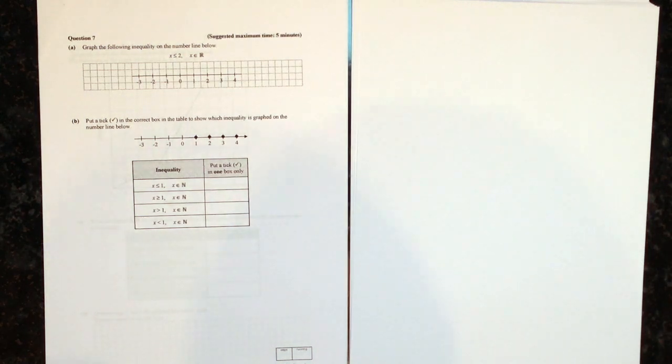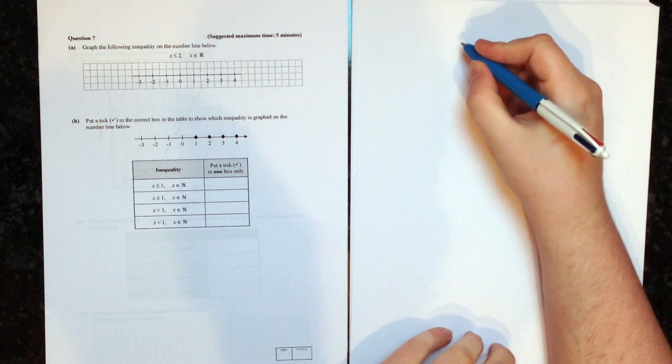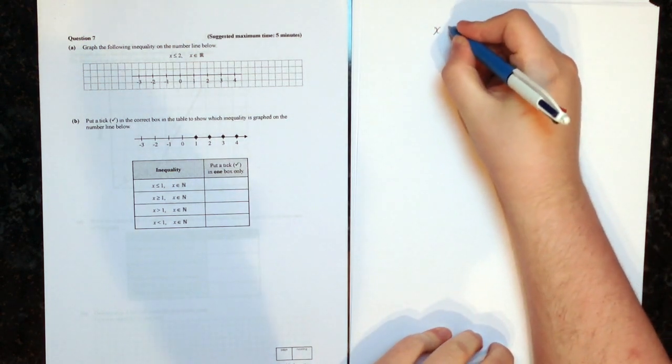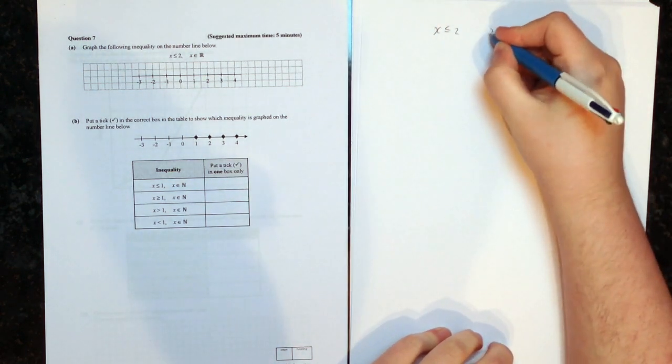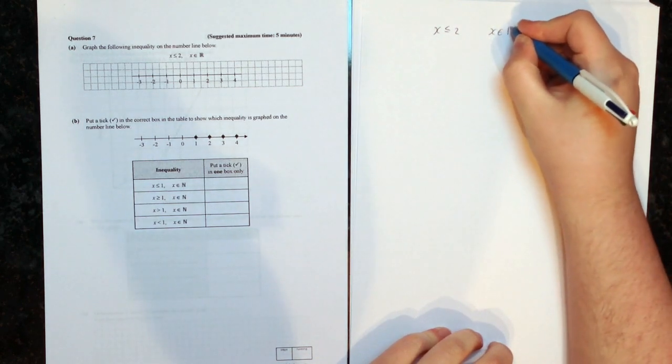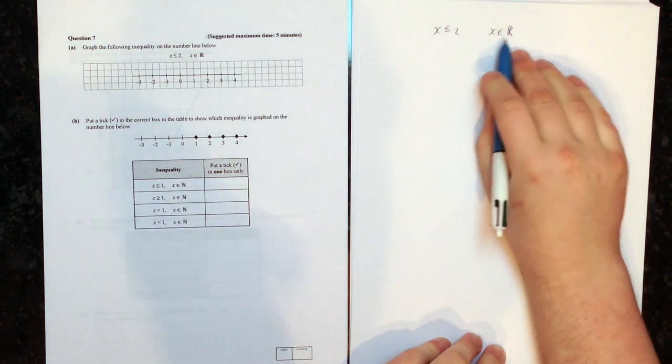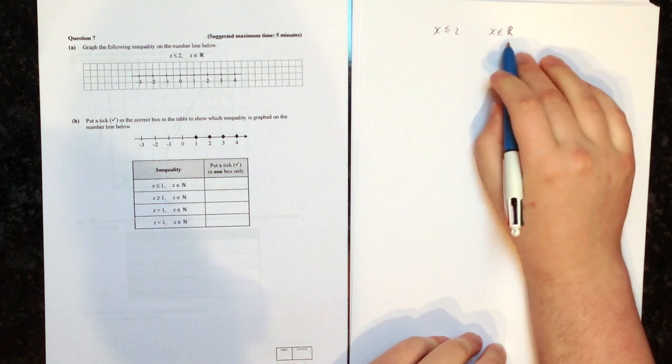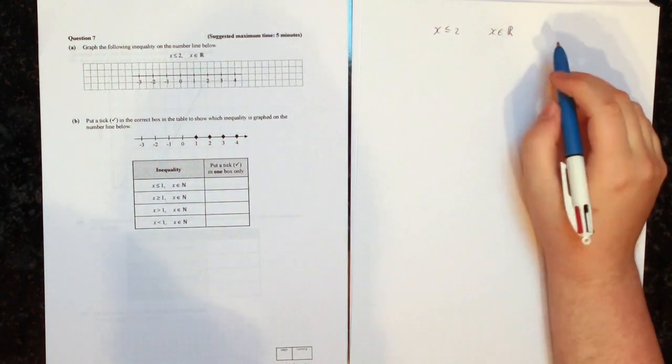Question 7. Graph the following inequality on the number line below. The inequality we're given is x is less than or equal to 2, and x is an element of the real numbers. So ℝ just means the real numbers. That means all of the numbers on the number line.